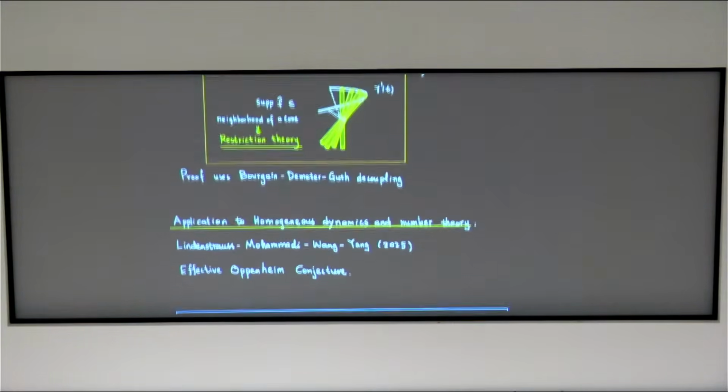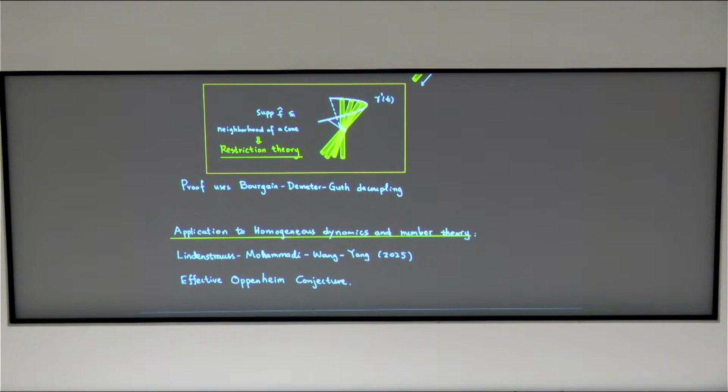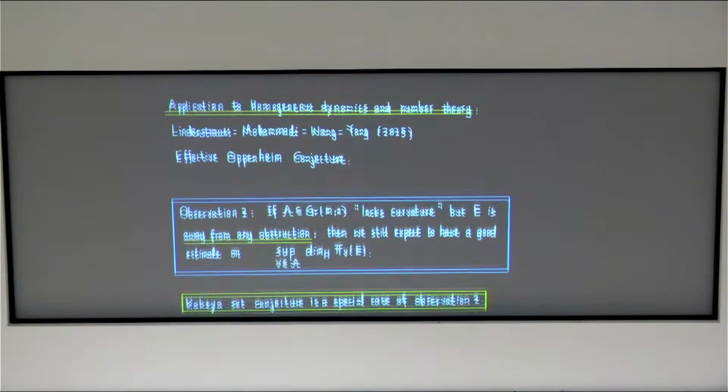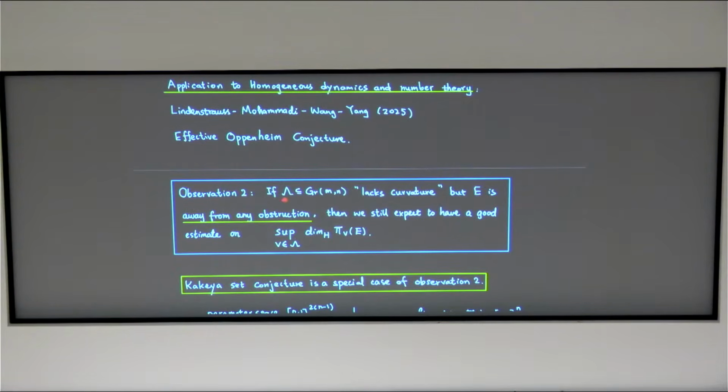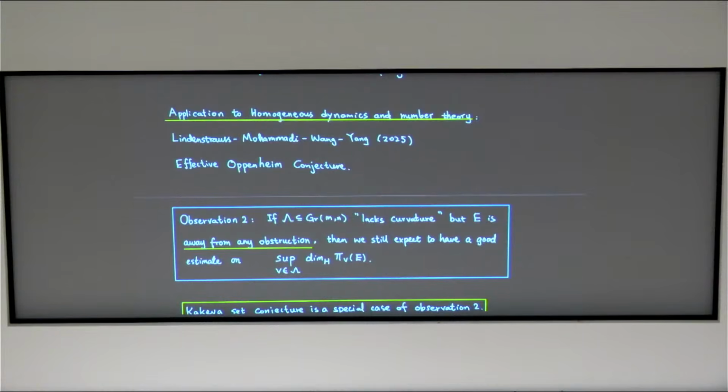So now let's move to the second topic. What if the lambda is not curved enough? So if this lambda, let's say it's a curve in the Grassmannian, I would say it lacks curvature, which needs to be defined. But when it lacks curvature, then there would be some kind of obstructions, just as the example of a line and a plane that's normal, orthogonal to a line, that's one type of obstruction.